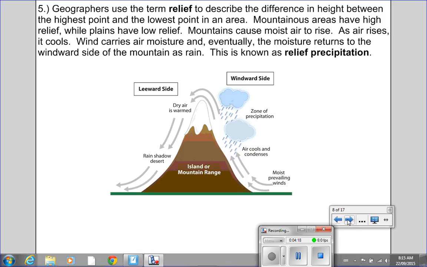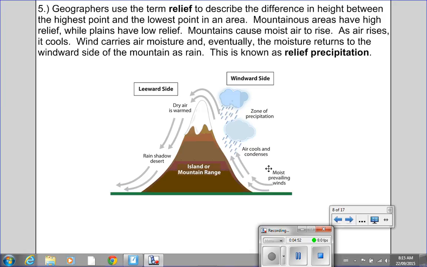Fifth, geographers use the term relief to describe the difference in height between the highest point and the lowest point in an area. Mountainous areas have high relief, while plains have low relief. Mountains cause moist air to rise. As air rises, it cools. Wind carries air moisture, and eventually the moisture returns to the windward side of the mountain as rain. This is known as relief precipitation.